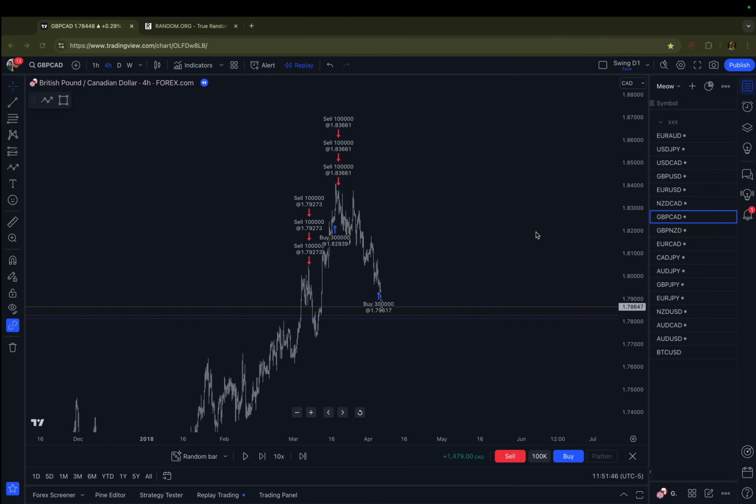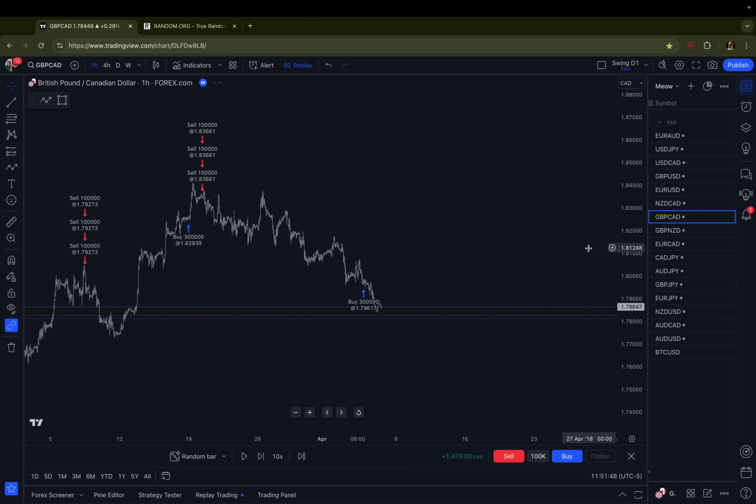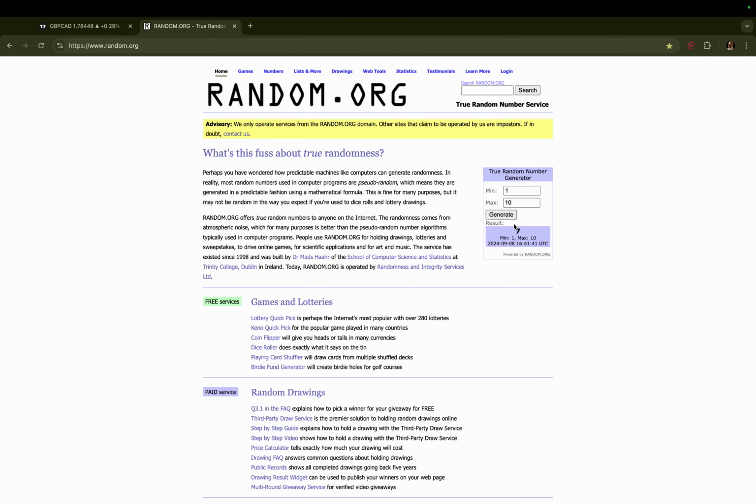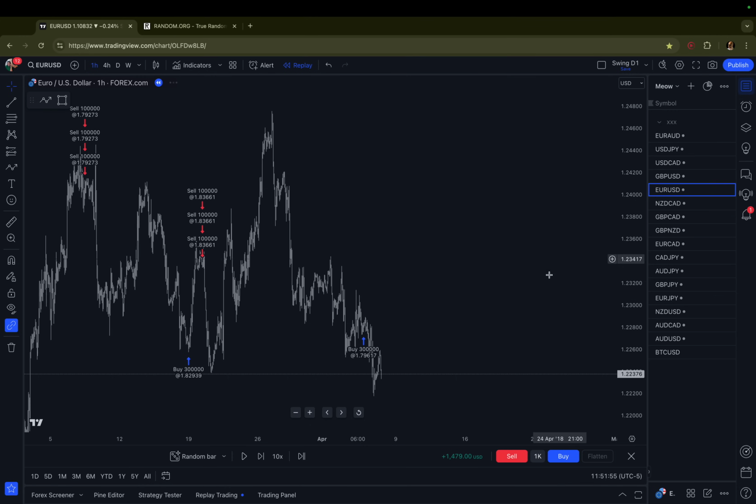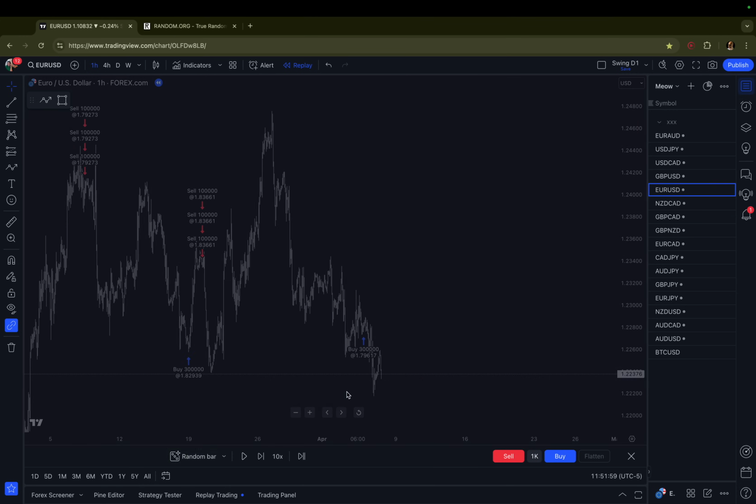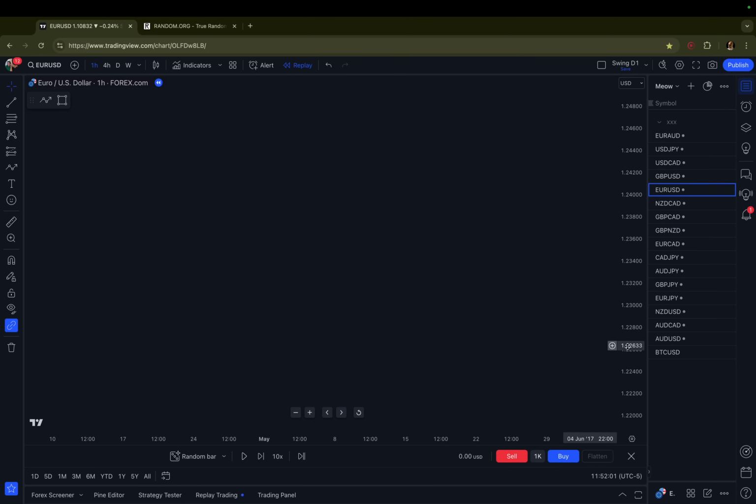Now what we're going to do is move on to the final trading approach, which is trend trading. Now, there's no strategy for trend trading. We'll go here to random.org, select a random number. So 5, so it'll be Euro USD again. This is April 2018. We'll hit random bar and go somewhere else.